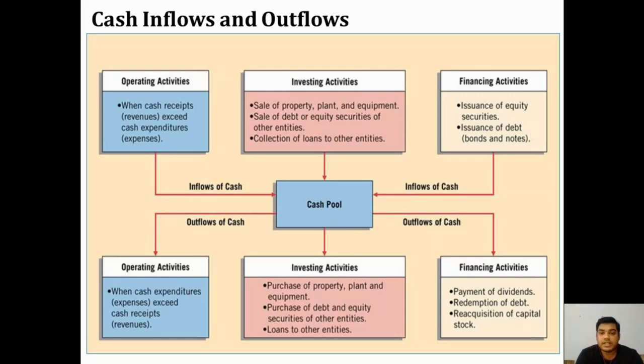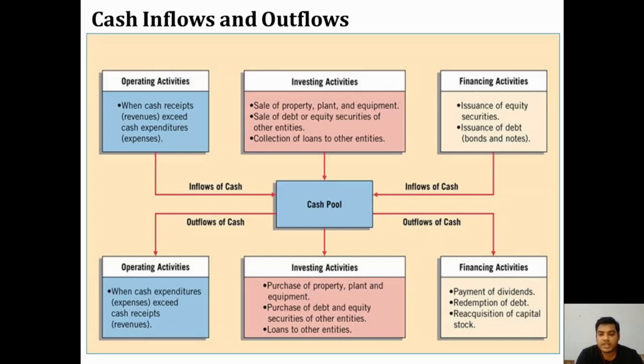The third is collection of loans to other entities. That is, we are collecting loans from other entities. This is what an inflow from the investing activities is. What about outflow of investing activities? How can cash be outflown from investing activities? By means of purchasing property, plant and equipment, which will lead to cash outflow.